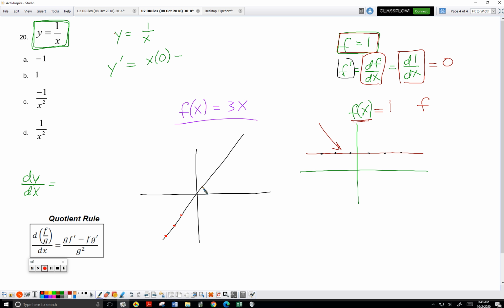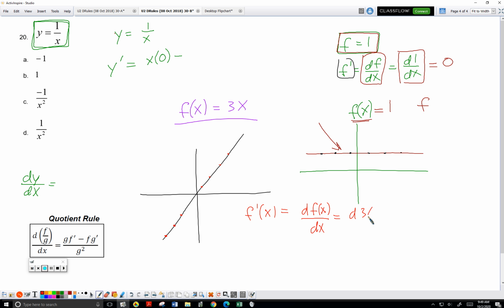If I'm looking for f prime, I'm looking for a formula that will tell me the slope of that function at every point. But remember, another 2 points for Emily, f prime is the same thing as d of f. And in this case, f is just 3x. So I go d of 3x.